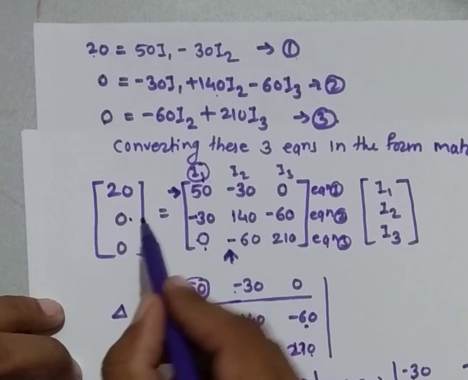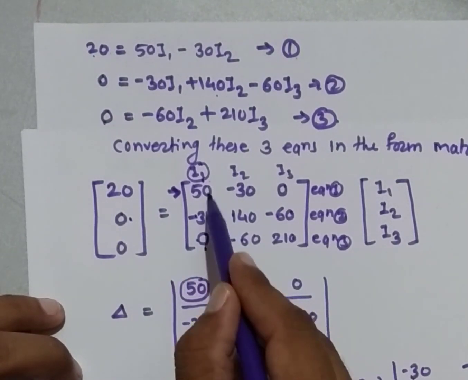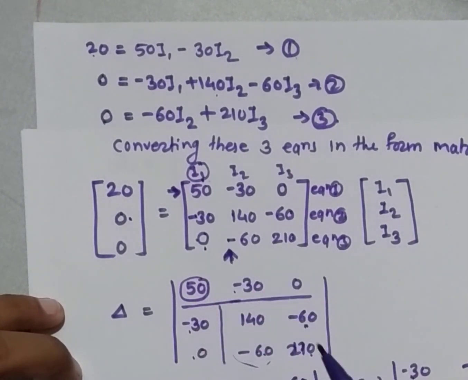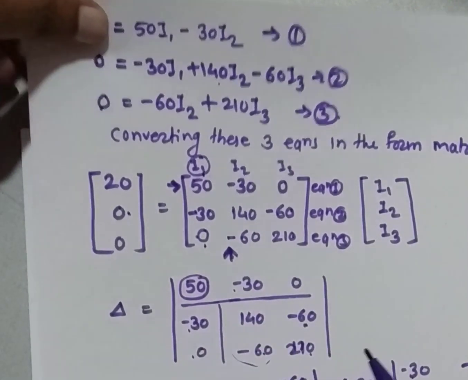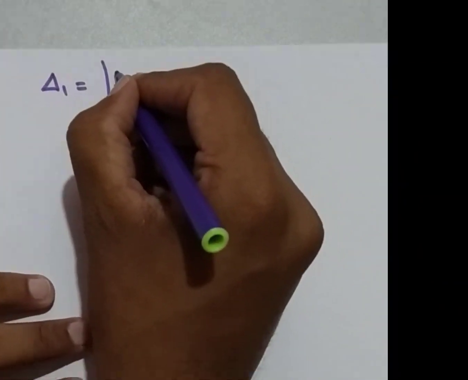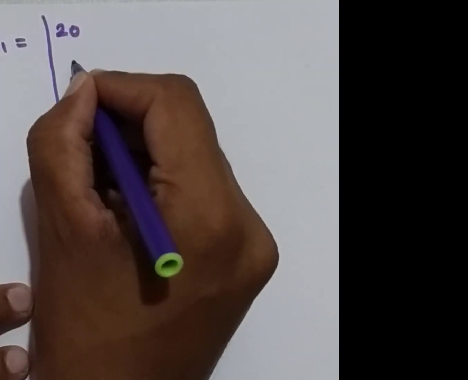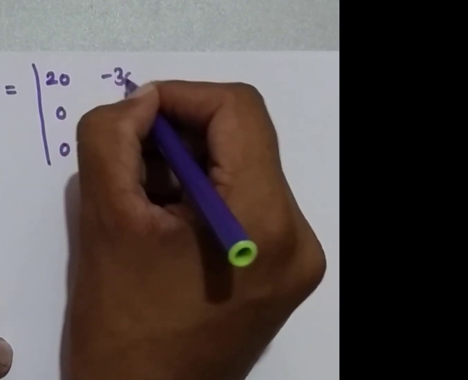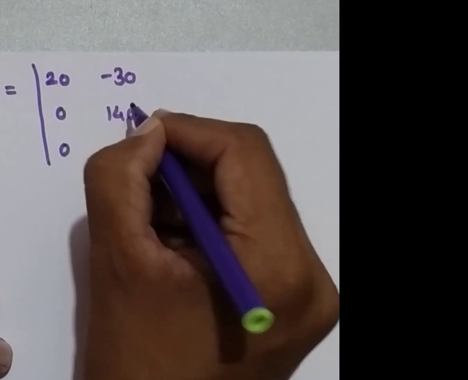The constant terms we are going to put at this column number 1, and again we are going to solve the determinant for that. That can be called the determinant delta 1. So write it as: the constant values at the first column, and the rest of the other values will be the same, not changed.